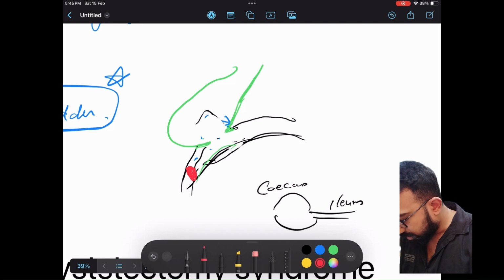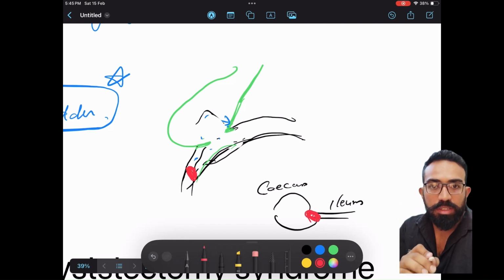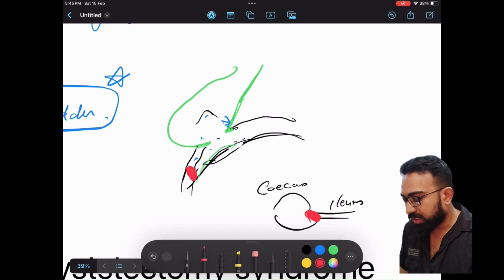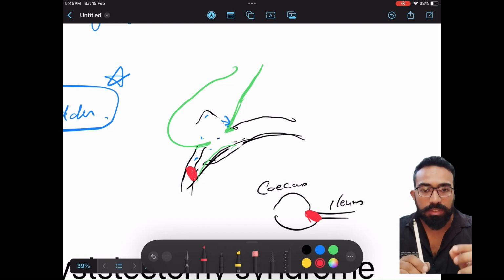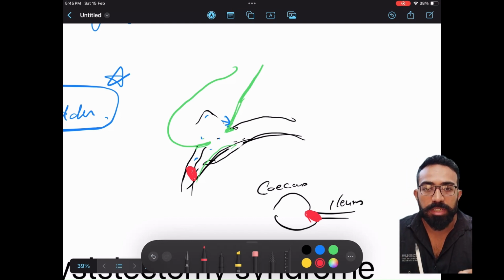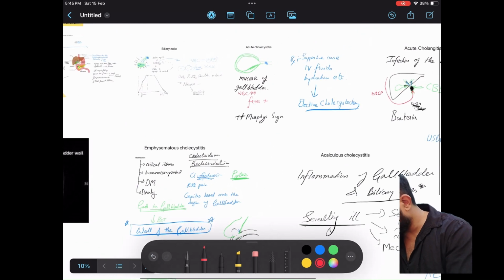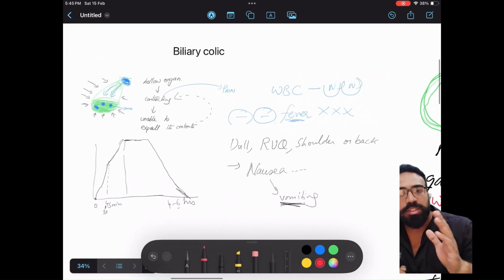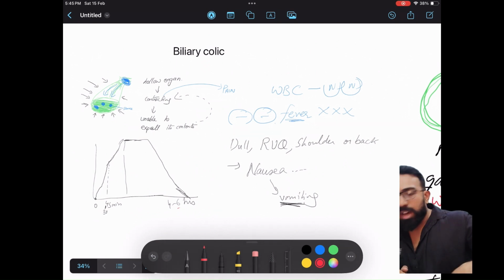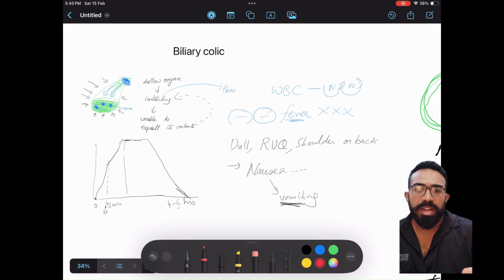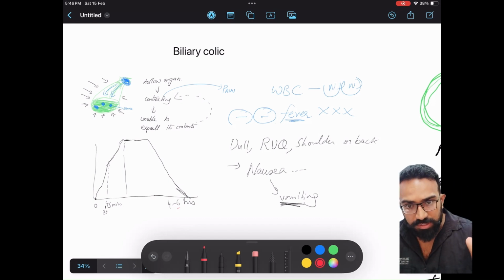The stone will get stuck over here, or this is the most common place. It can get stuck anywhere. So imagine this. This will be the case scenario asked in your exams. There is a lady who was having symptoms of repeated biliary colic: upper quadrant pain radiating to the shoulder, dull, accompanied by nausea, vomiting, which used to go away by itself after, let's say, 4 to 6 hours.